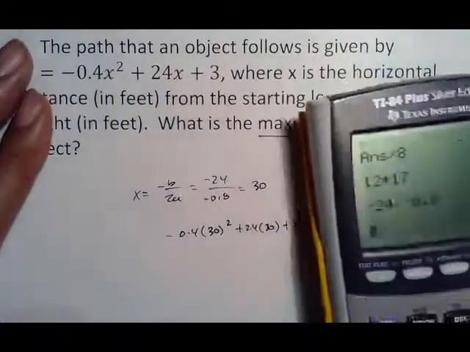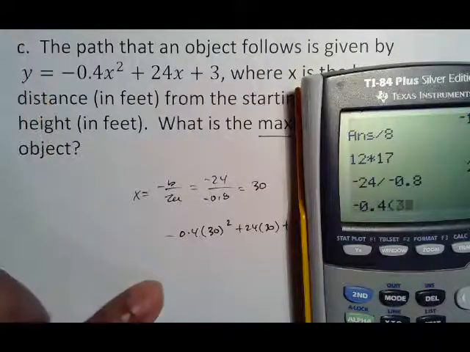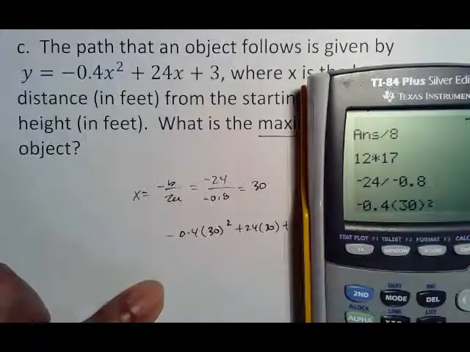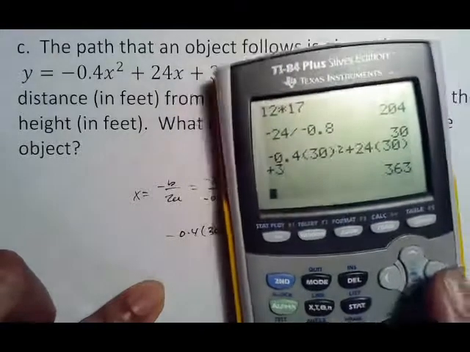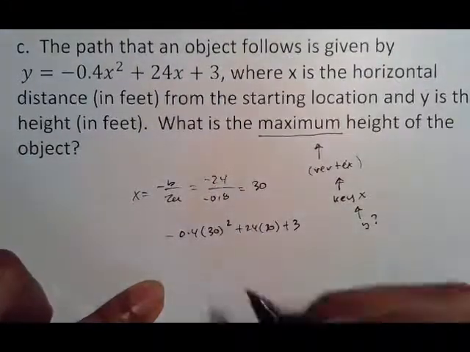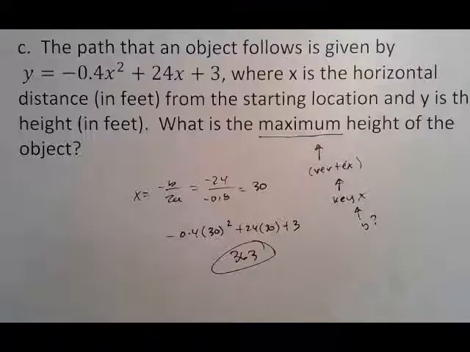Into our calculator. So negative 0.4 times 30 squared plus 24 times 30 plus 3 gives me my max height of 363. And that's all you'll need to do. So there is no quadratic formula on that question, but again, you do need to make sure you understand the concept of what's going on with this stuff, and that comes from last week's work.